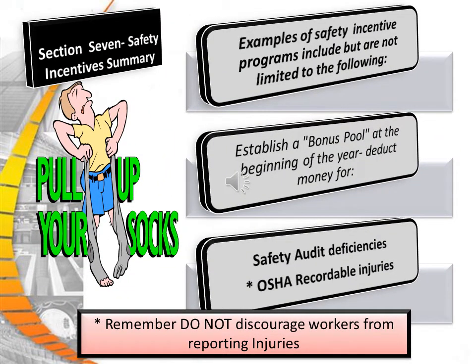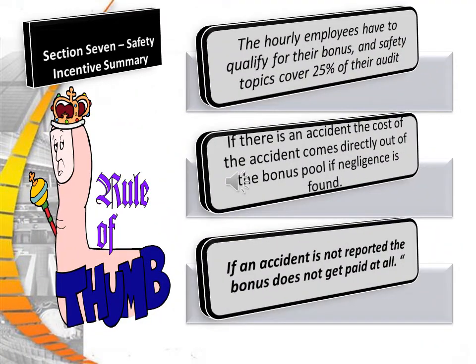Examples of safety incentive programs include, but are not limited to, establishing a bonus pool at the beginning of a year and deducting money for safety audit deficiencies and OSHA recordable injuries, and remember, don't discourage workers from reporting injuries. The hourly employees have to qualify for their bonus, and safety topics cover 25% of their audit. If there is an accident, the cost of the accident comes directly out of a bonus pool if negligence is found. If an accident is not reported, the bonus does not get paid at all.